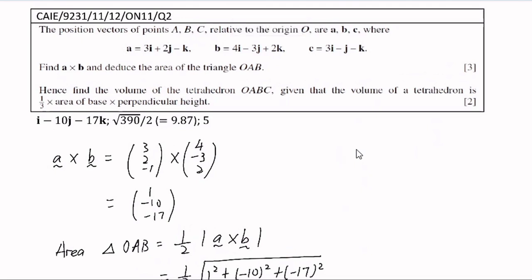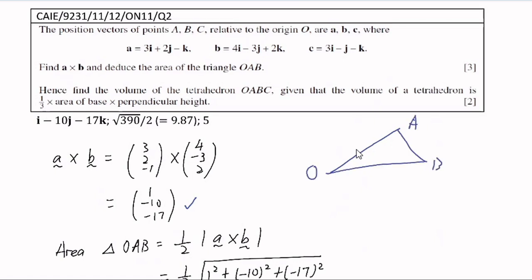Okay, so the next question is about volume and also a triangle. We have got 3 points, A, B, C, and their position vectors are a, b, and c. Find a cross b and deduce the area of the triangle OAB. So a cross b is very easy for us to find from there. What about the area of the triangle OAB here?